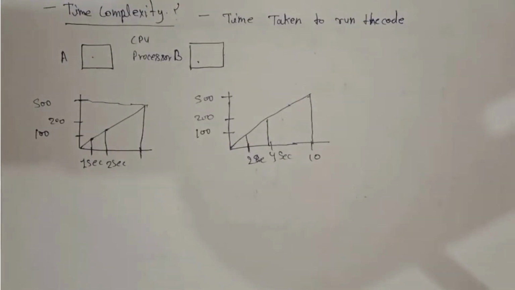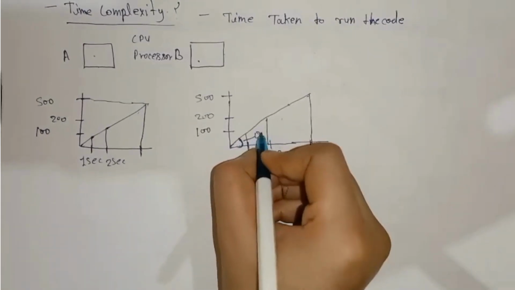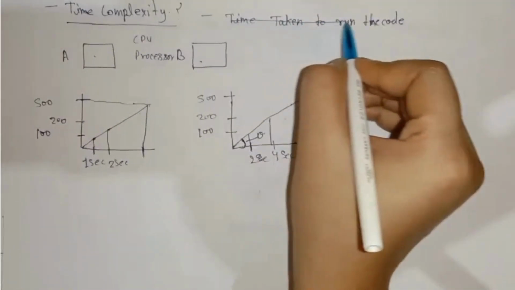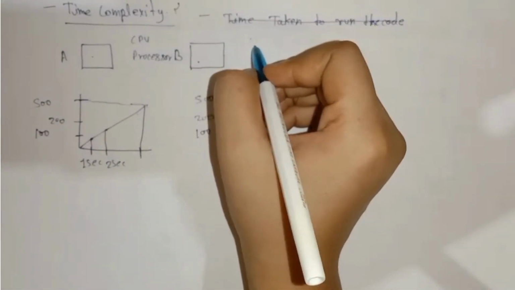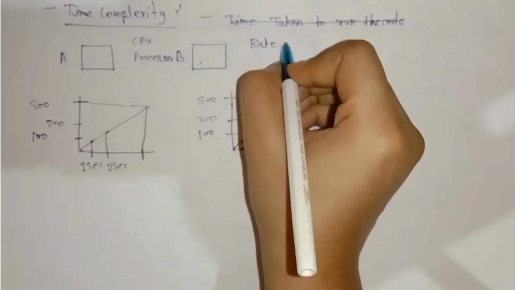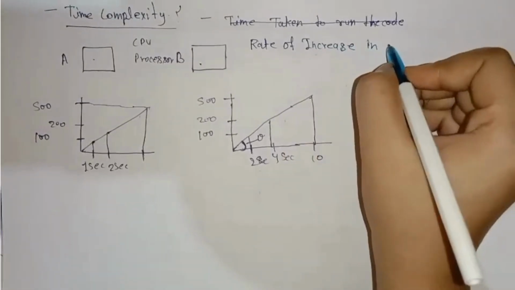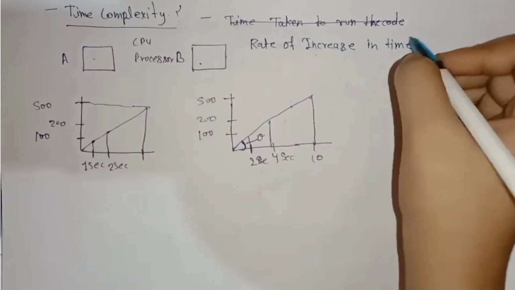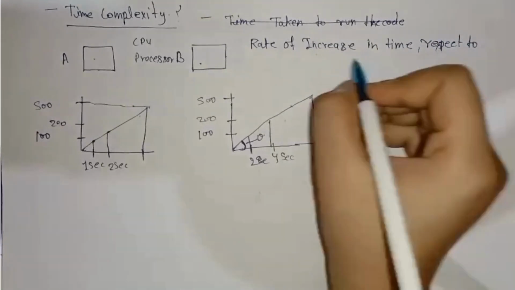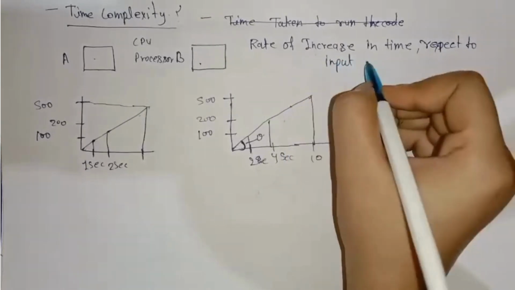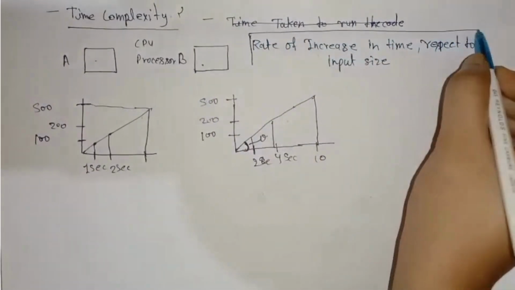So what is time complexity? This is not the time complexity. Time complexity is the rate of increase. So the time taken to run the code is not time complexity. Time complexity is the rate of increase in time with respect to input size. Okay, so this is the time complexity.